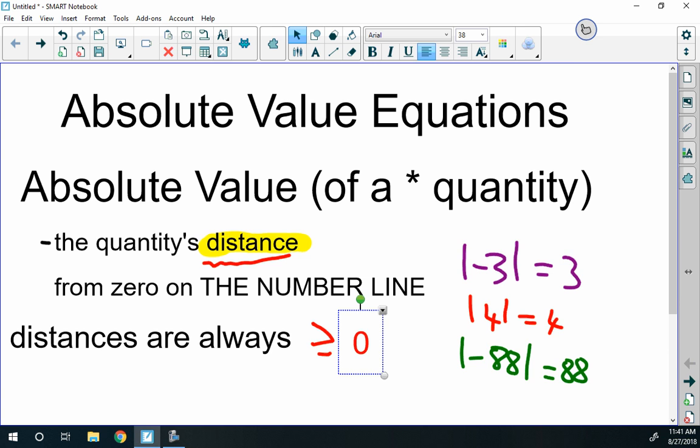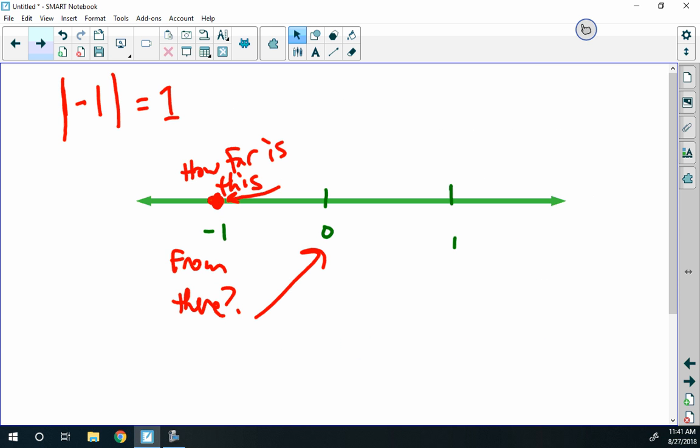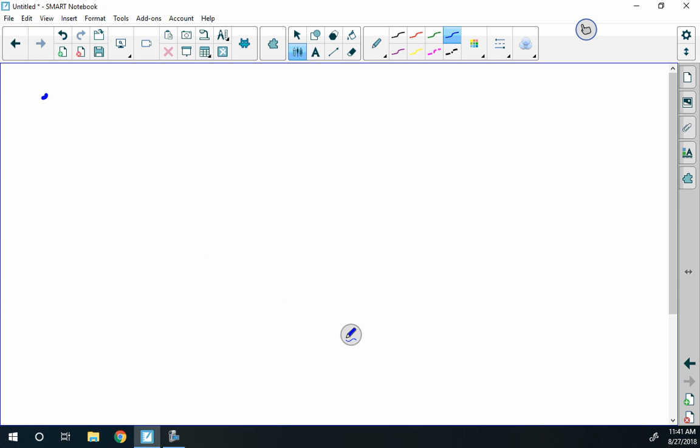Real important that you get that. All right. So let's try an example. Example number 1. Solve the absolute value of x equals 2.